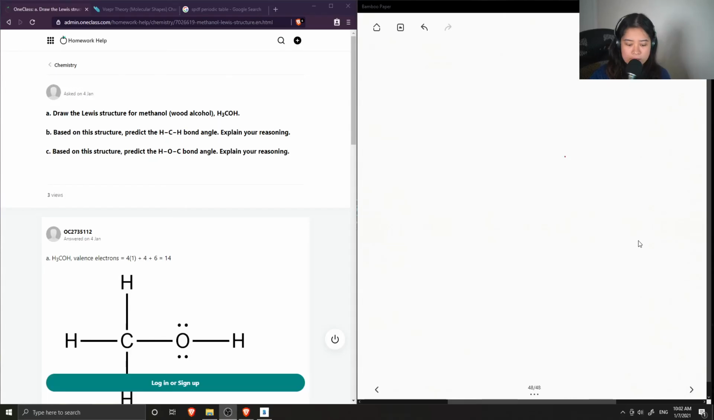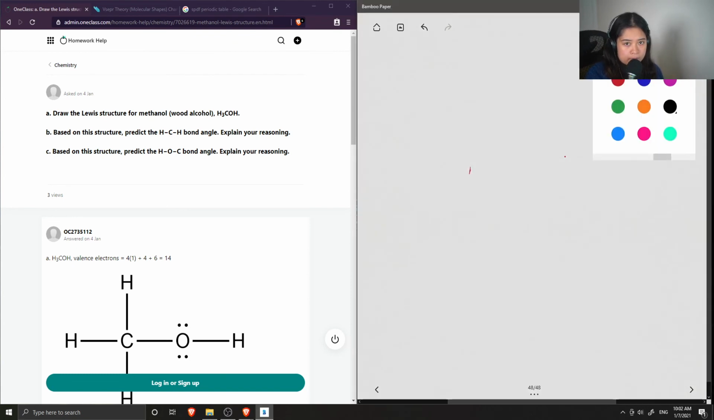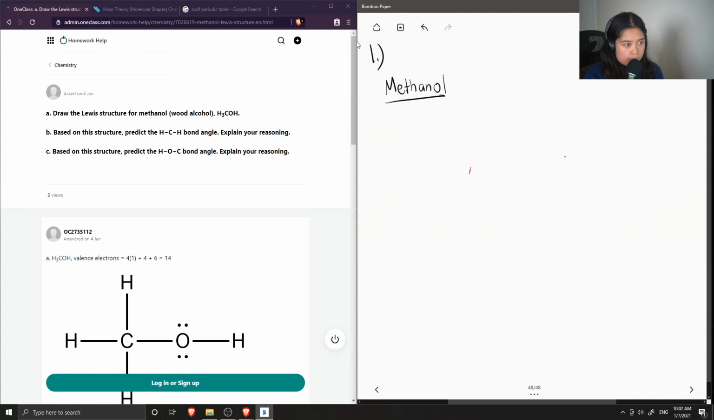Okay, so starting with question 1. Draw the Lewis structure for methanol, which is H3COH. So first, let's calculate the total valence electrons of the molecule.